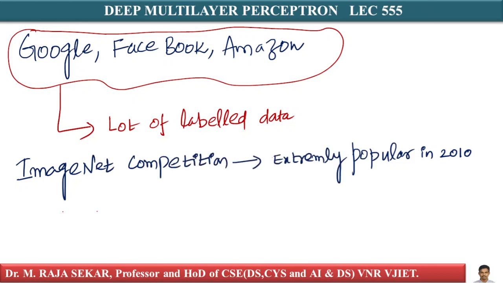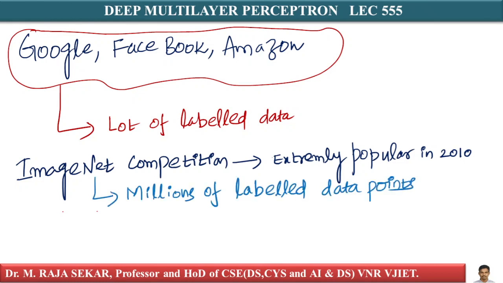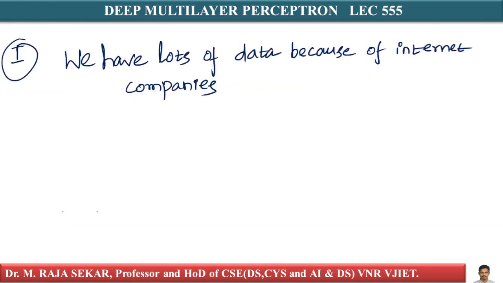There are competitions like ImageNet, which were extremely popular in 2010, where you have millions of data points which are labeled. So we have access to high quality data, especially labeled data, because of internet companies. First point is we have lots of data because of internet companies.